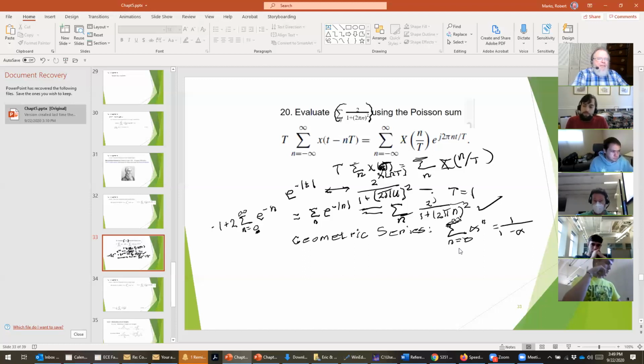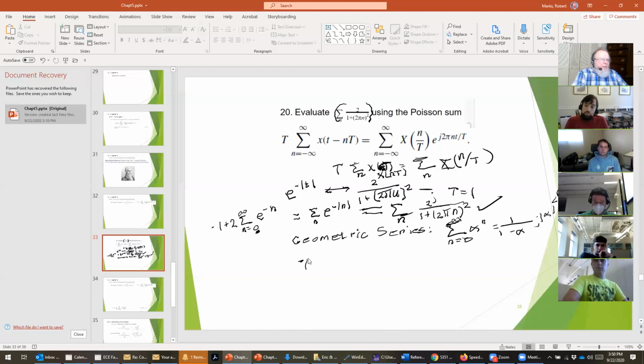Maybe. This is clearly not true for alpha equal to 2, right? Otherwise, we'd have 1 plus 2 plus 4 plus 8 plus 16. That doesn't converge to anything finite. So you must have the magnitude of alpha less than 1. And it works for complex numbers also. That's no problem.